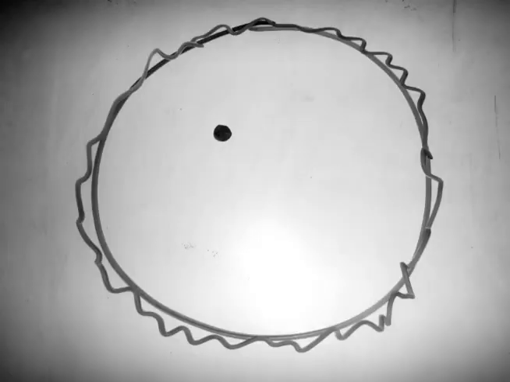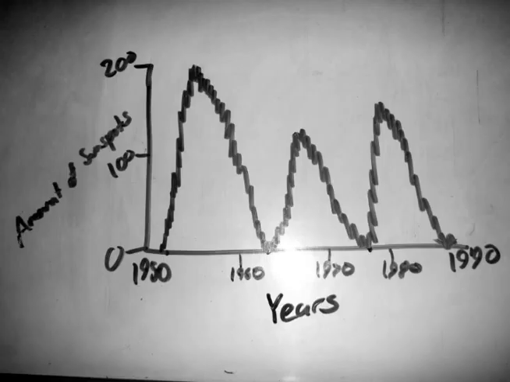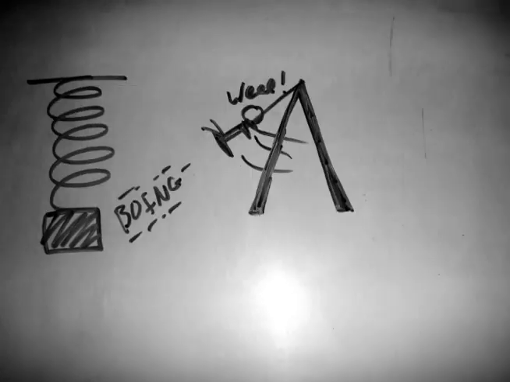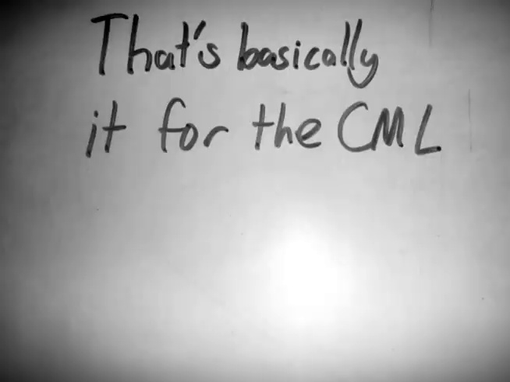Sunspots. These are spots on the sun that happen because of weird magnetic stuff that I don't know of. The amount of sunspots seems to be pretty periodic, on an 11-year period or so. Also, undampened springs, playground swings, and something else are periodic. That's basically it for the CML side of things.